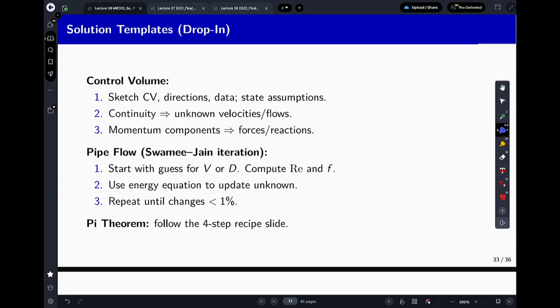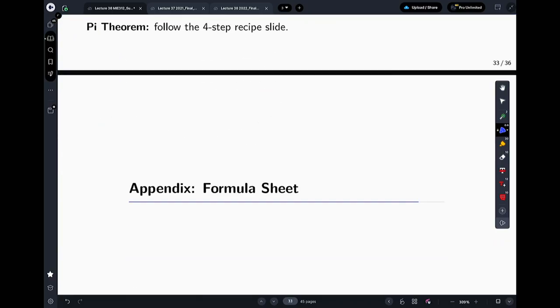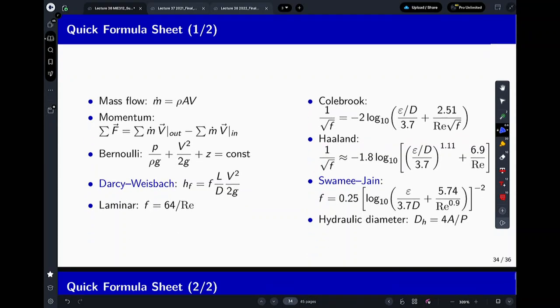You always start with a guess for velocity or diameter, and it is better to iterate on f than it is to use the explicit relationships for any of the other cases. If you use the iteration on f, you're less likely to run into a physics problem where Swamee-Jain does not apply. Use the energy equation to update unknowns, repeat until the change is less than 1%, and you have the 4-step recipe slide, which is already there.